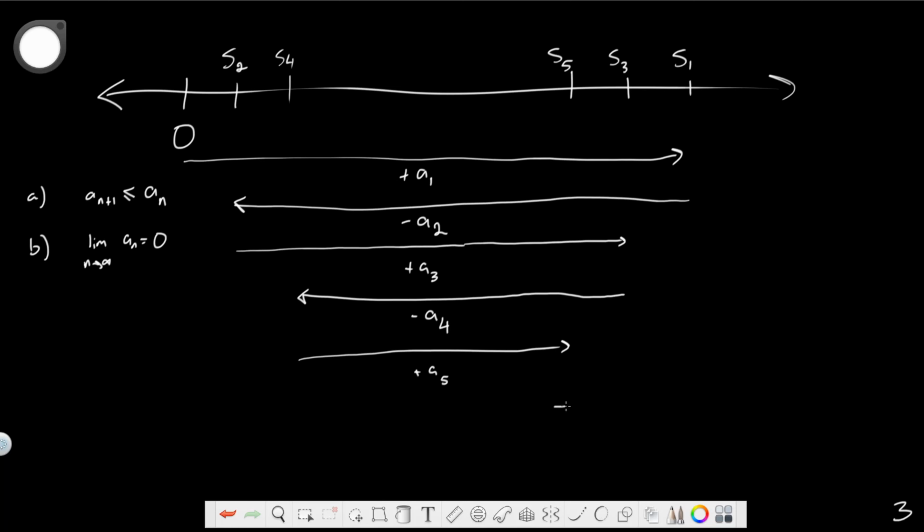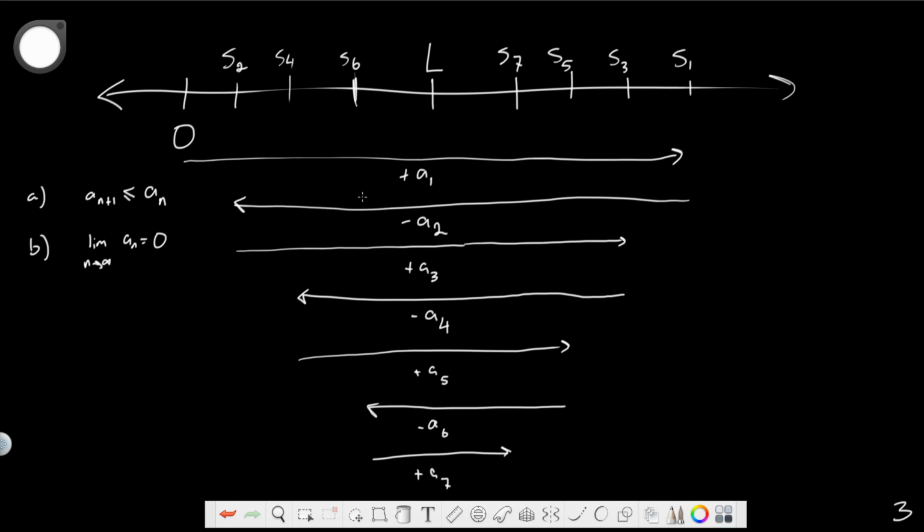Let's do it one or two more times. I'm going here. I'm subtracting A sub 6. I'm going here. I'm adding A sub 7 up here. Here is S sub 6. And over here, here's S sub 7. So I'm getting closer and closer to some value. Right? Let's call that value L. I don't know what it is, but we're getting closer and closer and closer to it.